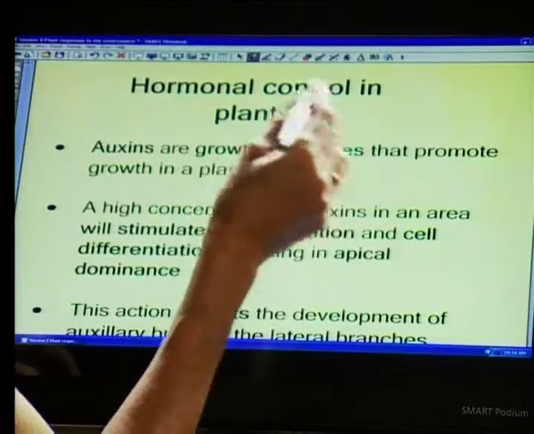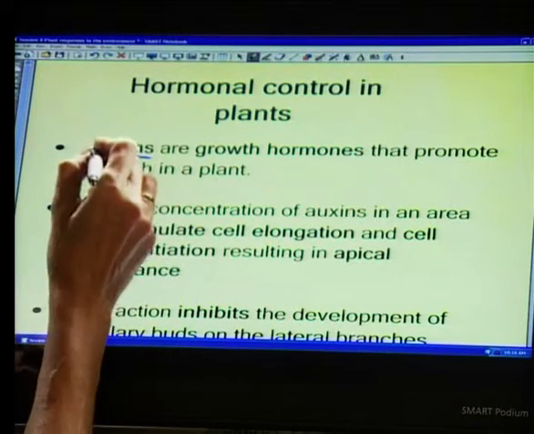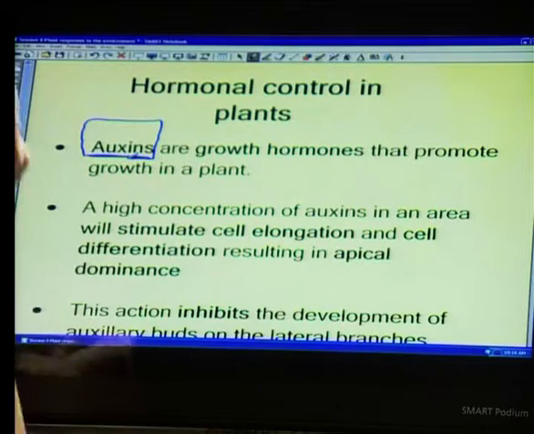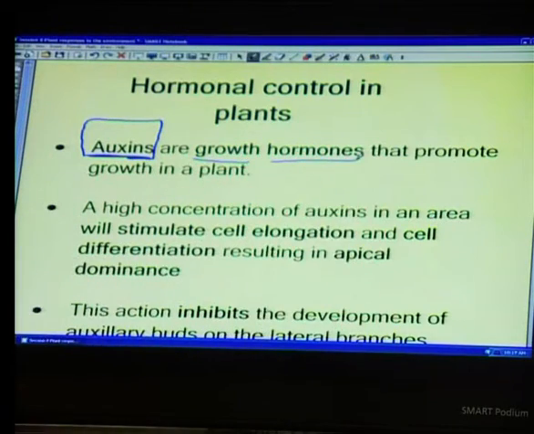Now, hormonal control in plants, the most important hormone you must know is auxins. You've got to know these little things, okay? Auxins. And they are growth hormones. Now, tell me something. If you think logically about it, how do plants grow? Or what's the purpose of a plant? We want it to grow and to develop, either to make the garden look pretty, or for fruit trees to grow and develop and produce fruit so that we can eat, or vegetables.